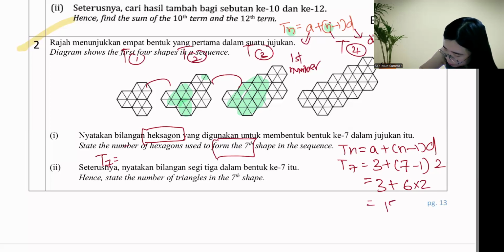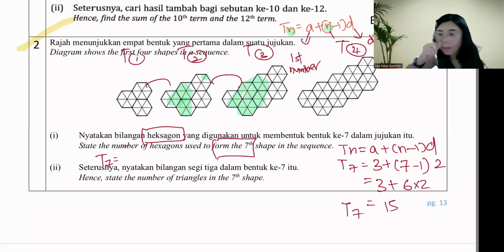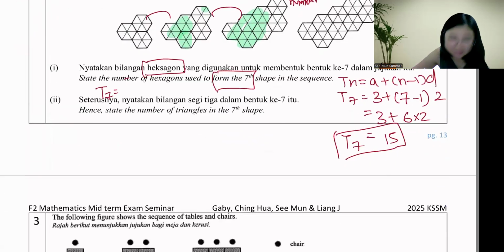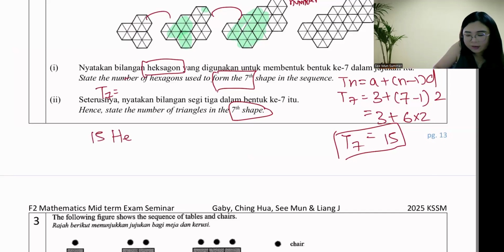15, correct? Okay, simple and nice. No need to draw. Happy, right? So you must remember this formula. Next, they say, what is the number of triangles in the T7 shape? So this has no formula, but you use logic and common sense. They say, so far, for term 7, we have a total of 15 hexagons.